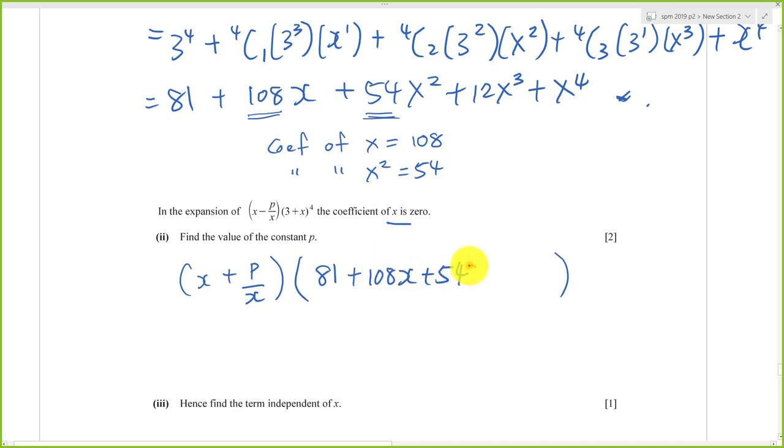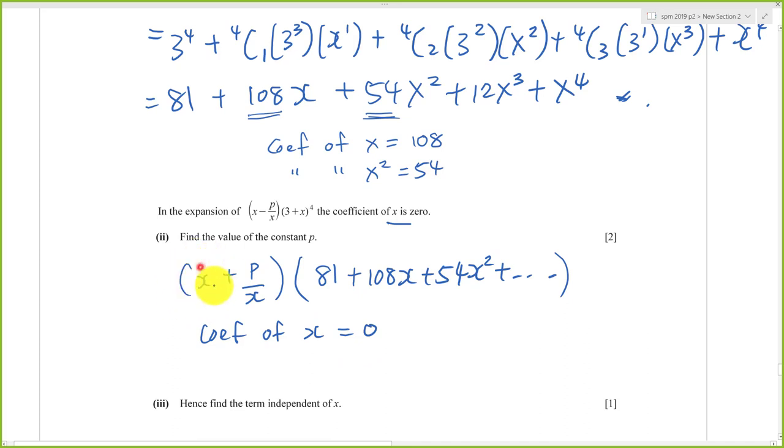And then definitely I need x squared. Why? Because p over x multiply 54x squared give me x power 1. And then I do need x cubed and x power 4. Both of these won't give me x power 1 no matter which term multiply them. So therefore, I will say coefficient of x is equal to 0.